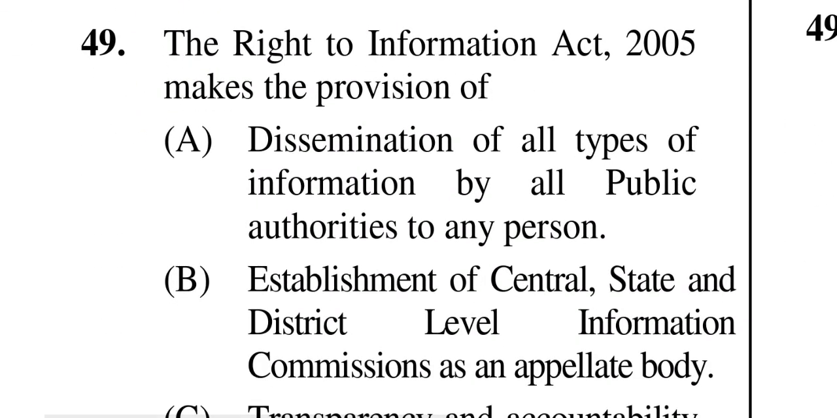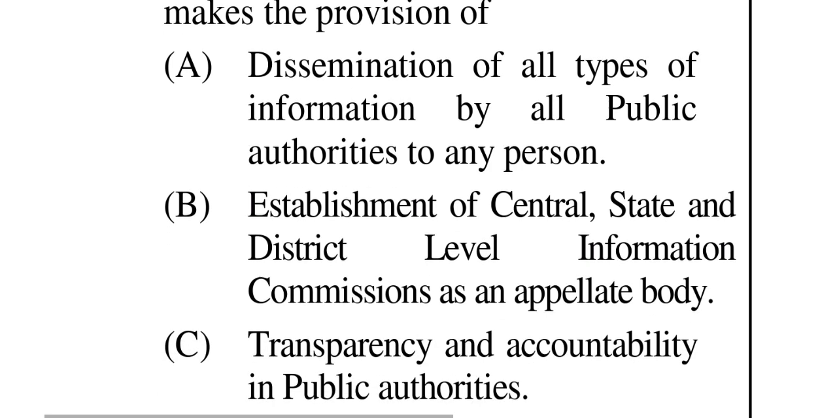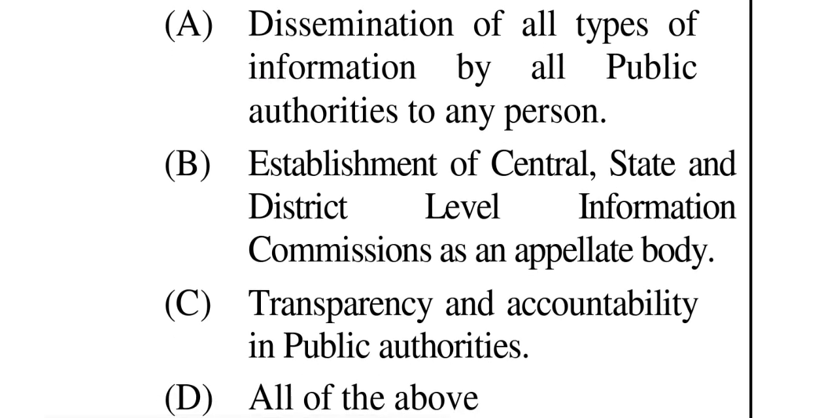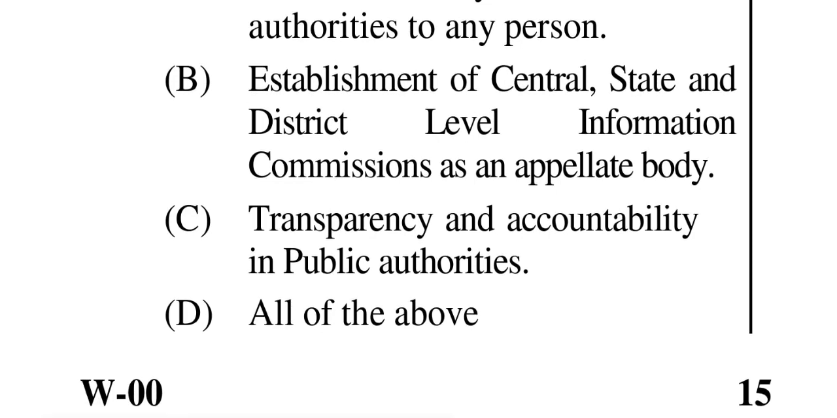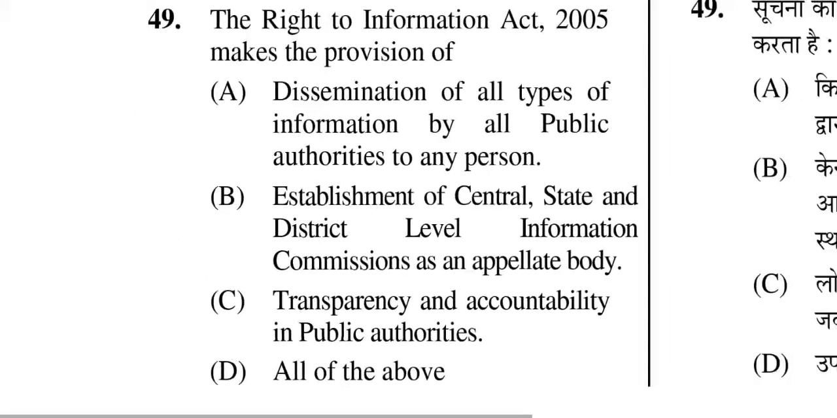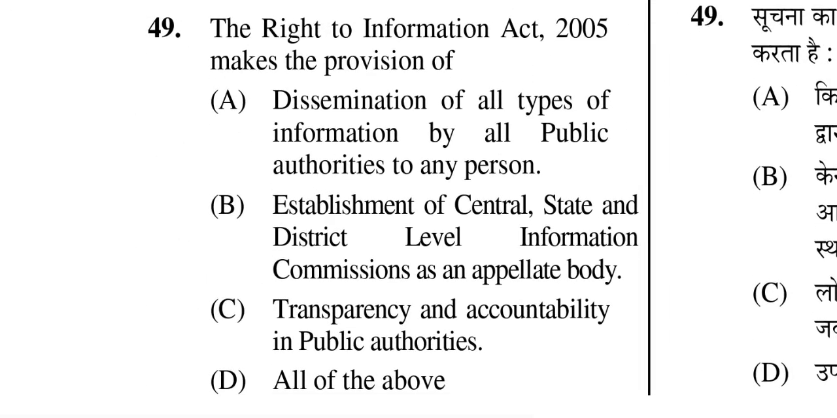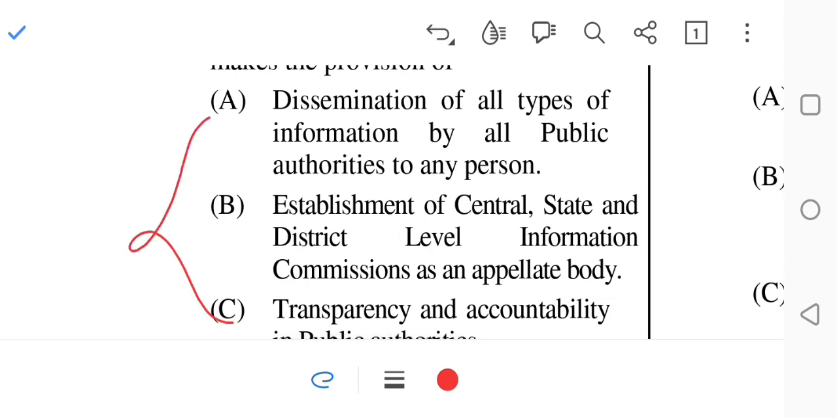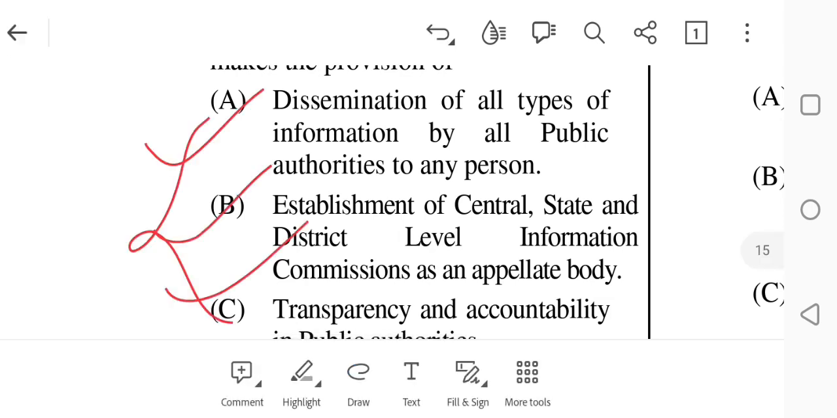Number 49, the Right to Information Act 2005, you must have heard, makes the provision of what? Dissemination of all types of information by all public authorities to any person, establishment of central, state and district level information commissions as an appellate body, means chief body. C, transparency and accountability in public authorities, all of the above. The Right to Information Act. 49, the correct answer will be all are correct. Let me mark it. So these all are correct. A also correct, B also correct, C also correct.